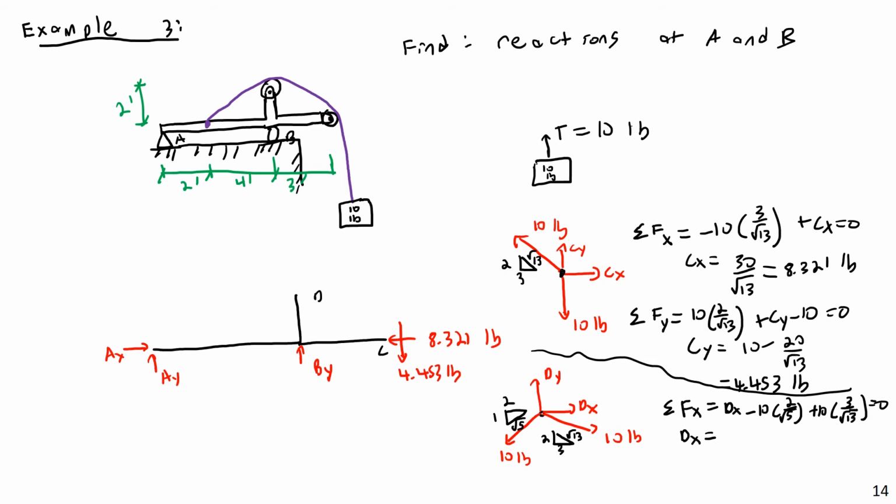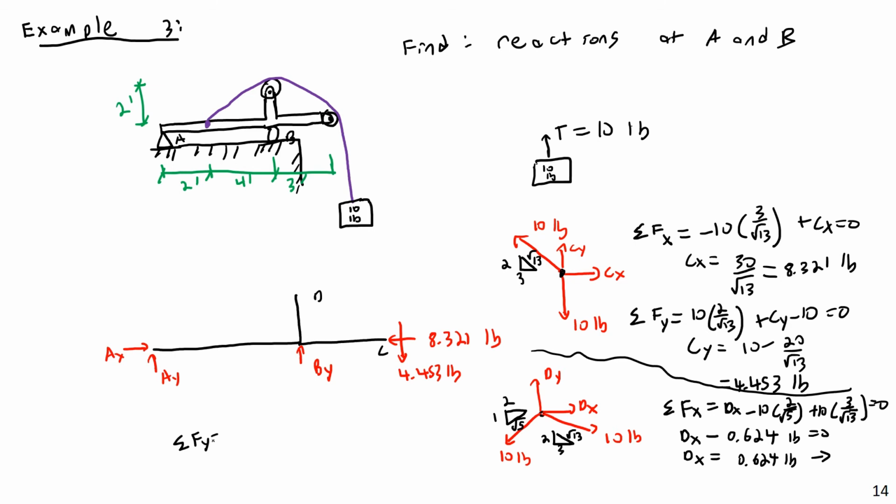So let me check this. 10 times 2 over root 5. Again, I'm just entering this in my calculator as I go. 10 times 3 over root 13, and I get, well, basically dx minus 0.624 pounds equals 0. So dx is then 0.624 pounds, and that's to the right. But again, this is the force that is being exerted on the rope, not the force that the rope is exerting on the frame. And then finally, I'm going to come over here for the y.